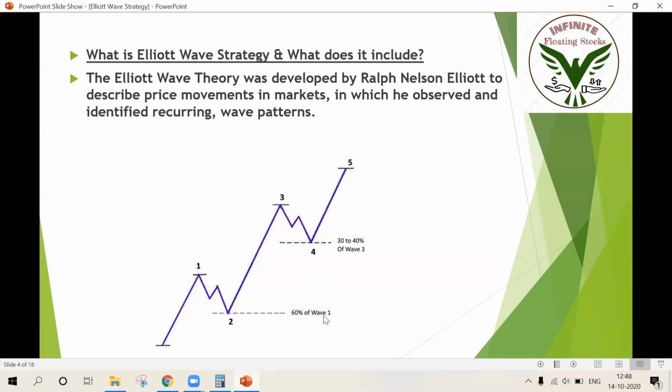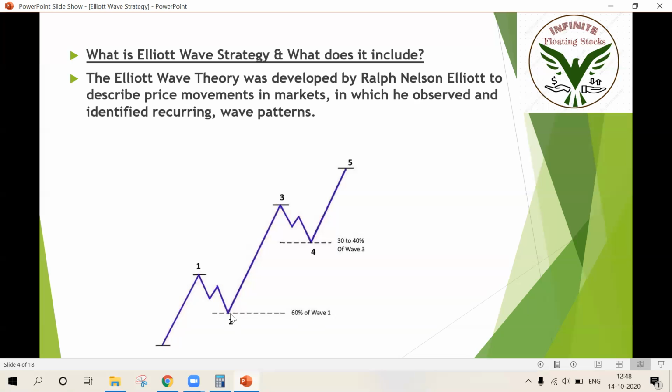Look at this point: 60 percentage of wave 1. This 0 to 1 is called wave 1, 1 to 2 is called wave 2, 2 to 3 is called wave 3, 3 to 4 is called wave 4, and 4 to 5 is called wave 5. Wave 2 should be 60 percentage of wave 1. For example, wave 1 is this much, it's very huge, right? So wave 2, the pullback or the retracement, should be very small. It should be only 60 percentage of wave 1. Hope you are getting it.